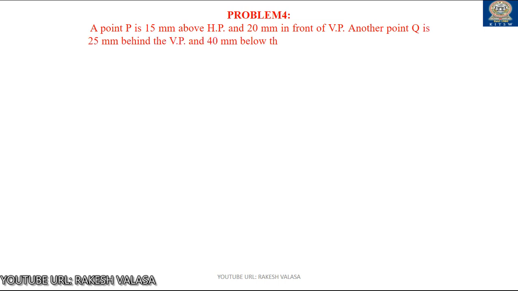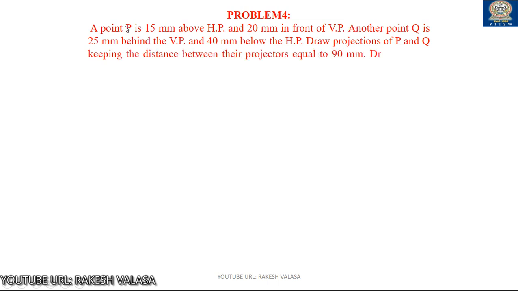The given problem is: a point P is 15 mm above HP and 20 mm in front of VP. Another point Q is 25 mm behind the VP and 40 mm below the HP. Draw projections of P and Q, keeping the distance between their projectors equal to 90 mm. Draw straight lines joining their top views and their front views.